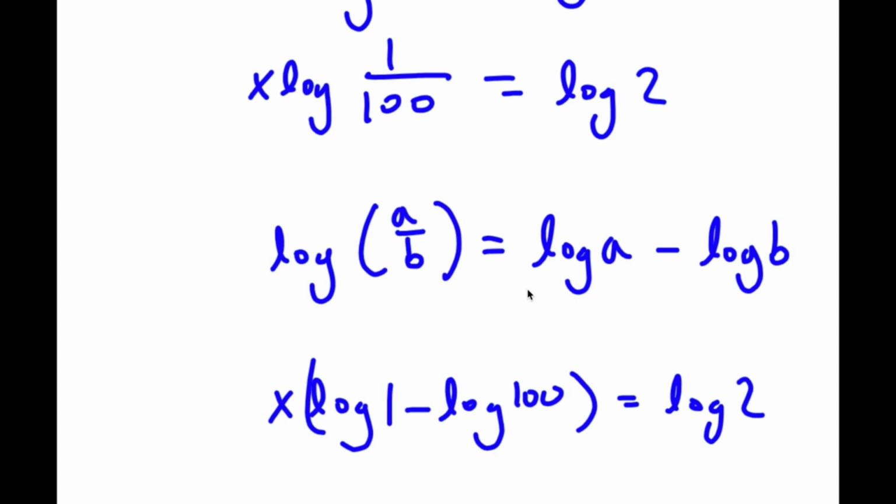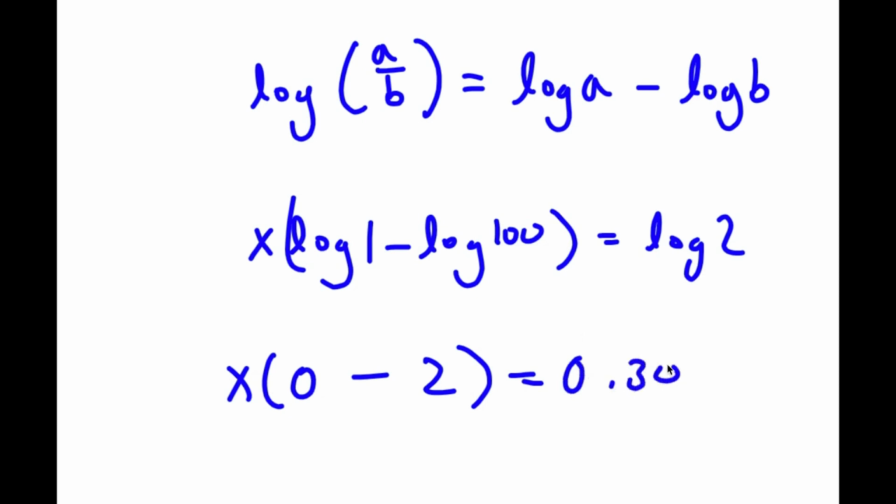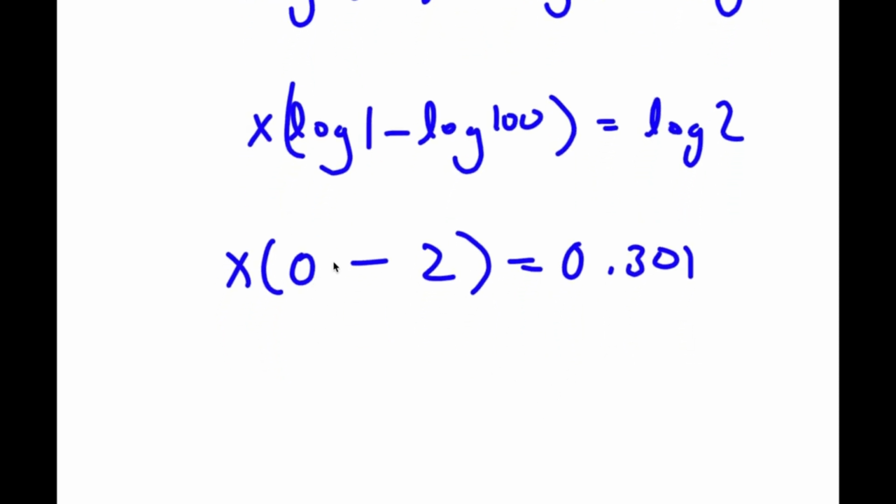So now, log 1 is simply equal to 0, and log 100 is simply equal to 2. So I have x times 0 minus 2 is equal to log 2. That's equal to approximately 0.301. Now 0 minus 2 is negative 2, so I have negative 2 times x is equal to 0.301.